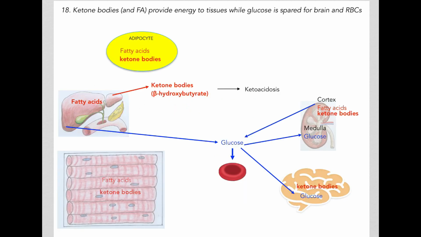So to summarize, in starvation the key thing is we want to make sure that the brain has sufficient energy. At the beginning it will use glucose, and then later as starvation progresses, it will start using more and more ketone bodies. Now the red blood cells can only use glucose. They cannot use ketone bodies, so they will continuously use glucose.